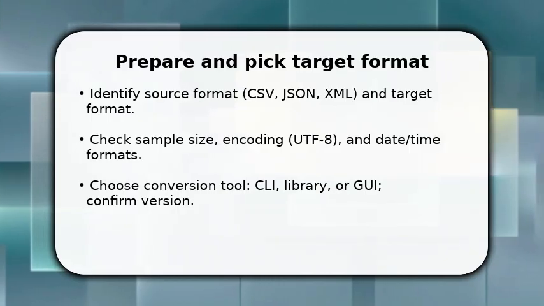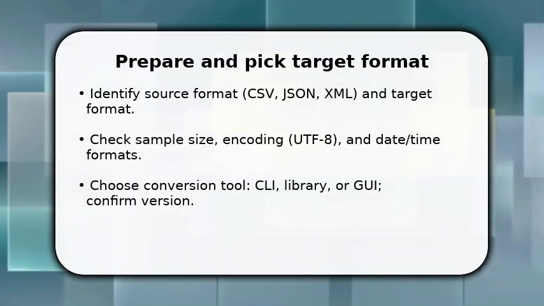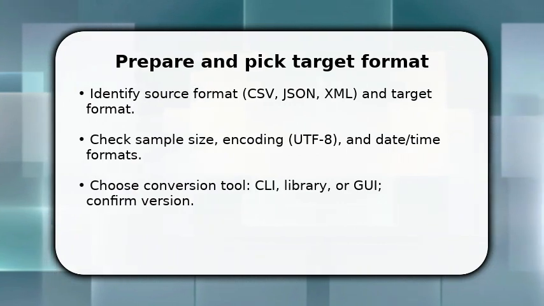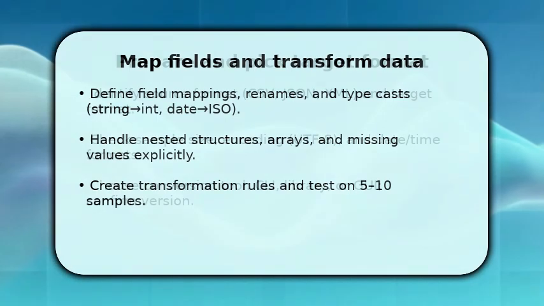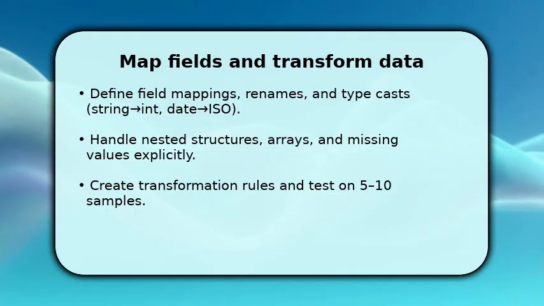Also prepare a small test file and note field mappings. These will drive the first actionable conversions. You now implement mappings and transformations. Rename fields, cast types, and flatten or nest structures as needed.